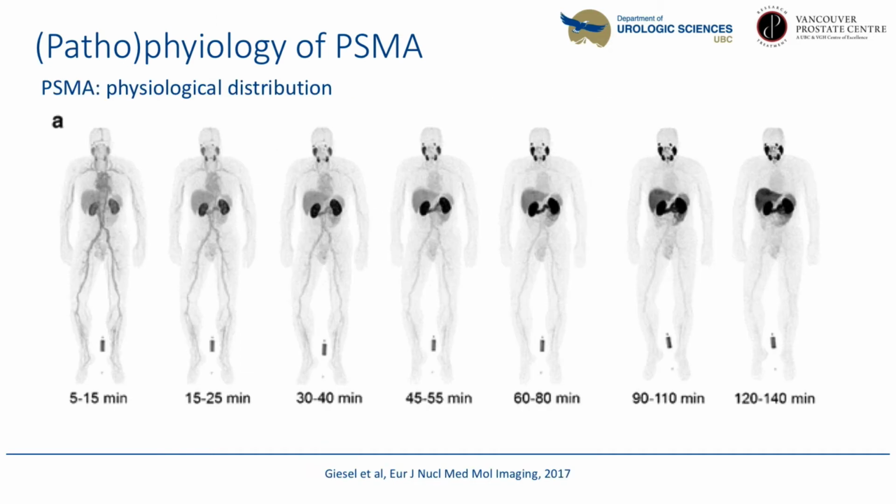This slide is just to demonstrate once again the physiological distribution. It's a scan from a healthy man who received one of the new fluorine-18 tracers. And what you can see is that after a few minutes, the blood pool activity is quite low. And as I already said before, you can see the physiological distribution in the salivary glands, in the renal tissue, and also a little bit in the small intestine.